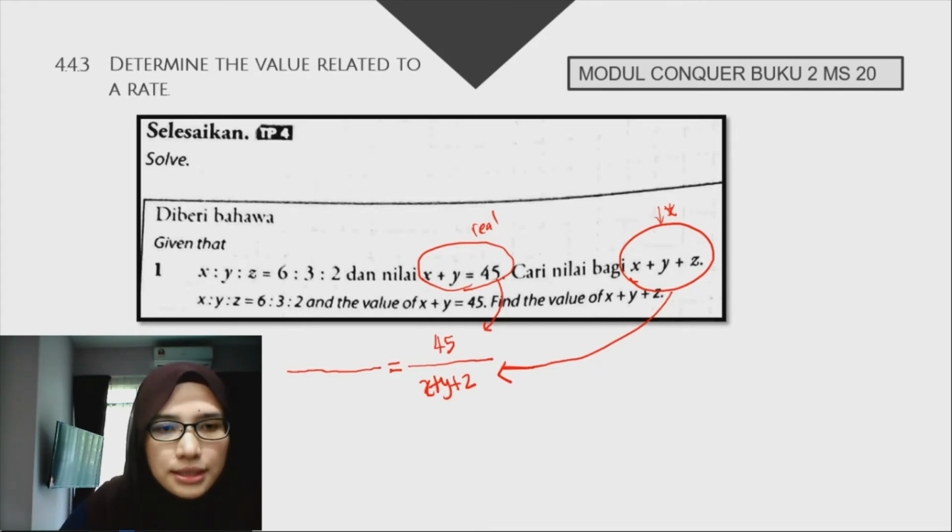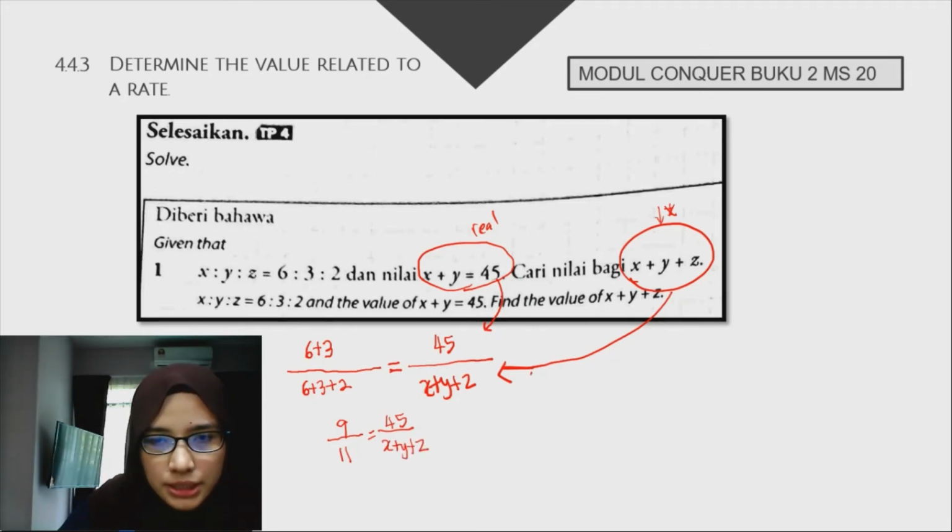And your left hand side, always your ratios. So if your right hand side is x plus y plus z, your ratios are also the same. You write down 6 plus 3 plus 2. And your right hand side, the above value, is x plus y. Same goes to your left hand side. Your ratios must be x plus y, that is 6 plus 3. So we have here 9 over 11 is equal to 45 over x plus y plus z.